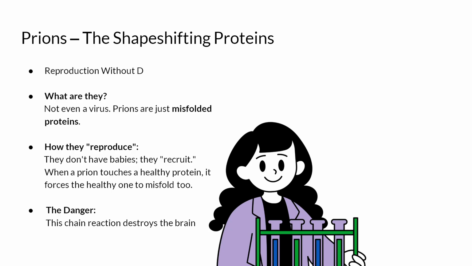Then we have something even smaller and stranger, prions. Those are not even organisms, they are just misfolded proteins. But don't let that fool you. Just one protein folding the wrong way can cause massive changes in the brain. It reminds us how much precision matters in biology and in medicine.